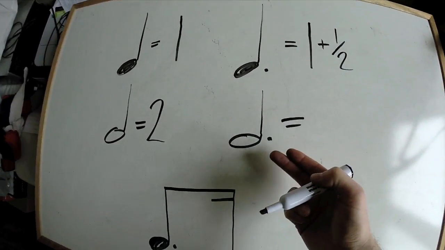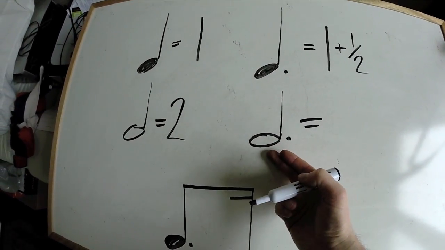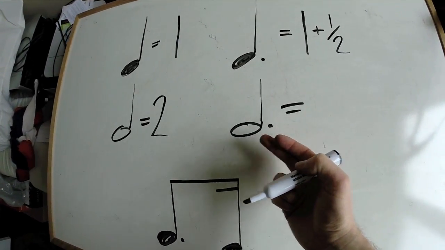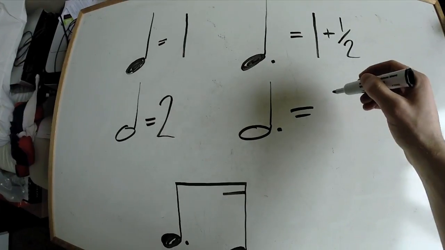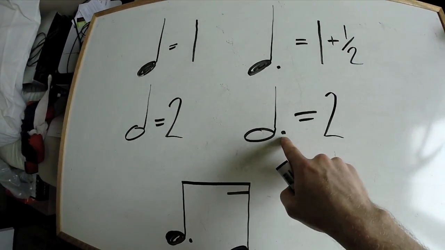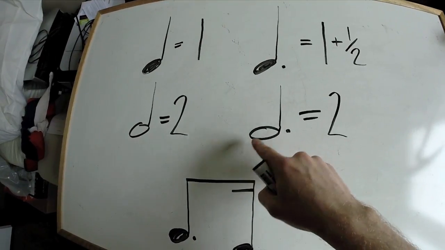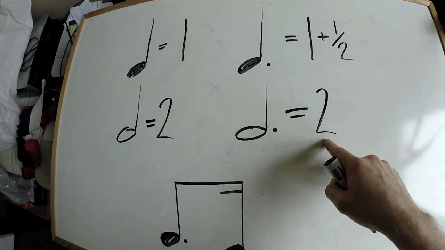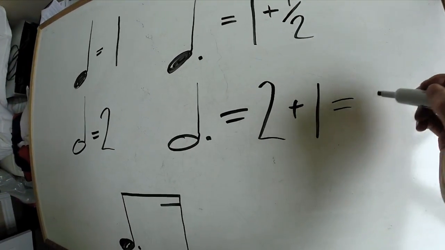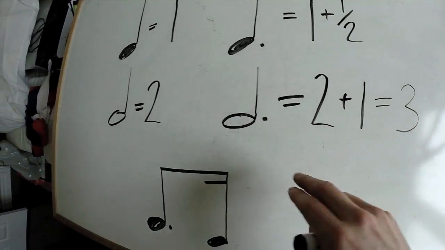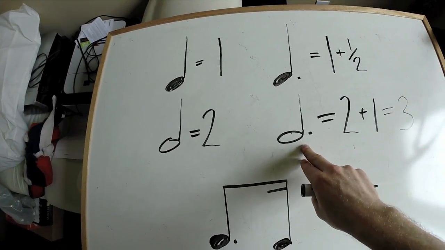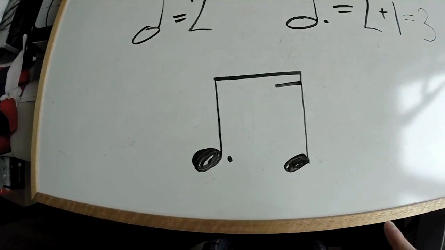So what do you think this means? We have a dotted half note. Again, the dot goes to the right of the note. A dotted half note gets its original value, which is 2. We've already calculated that. But now we need to add half of that value. Half of 2 is 1. So, of course, you get 3. So a dotted half note, you get 3 beats. Okay? And now let's look at something a little more complicated.